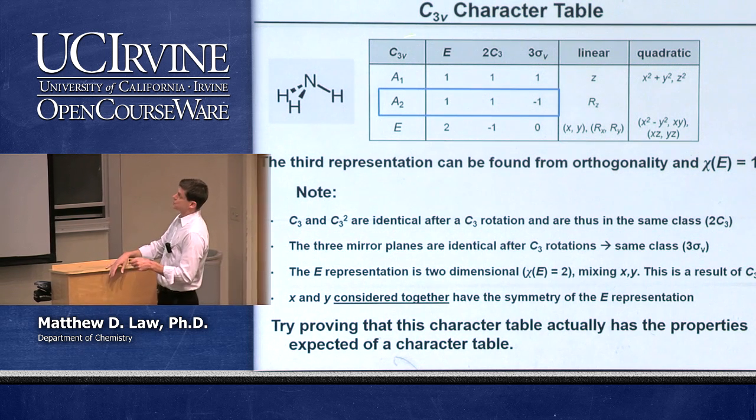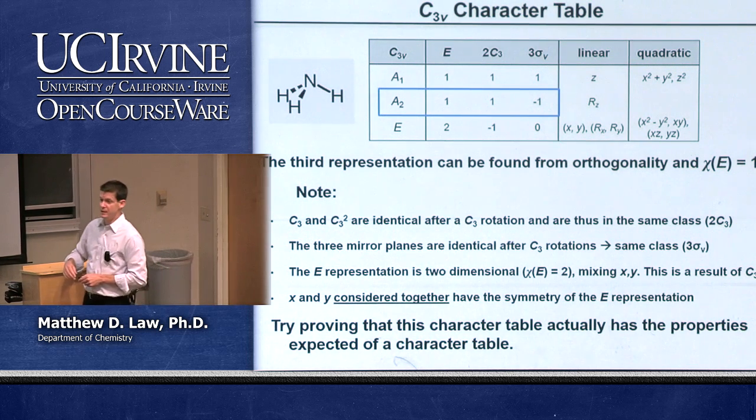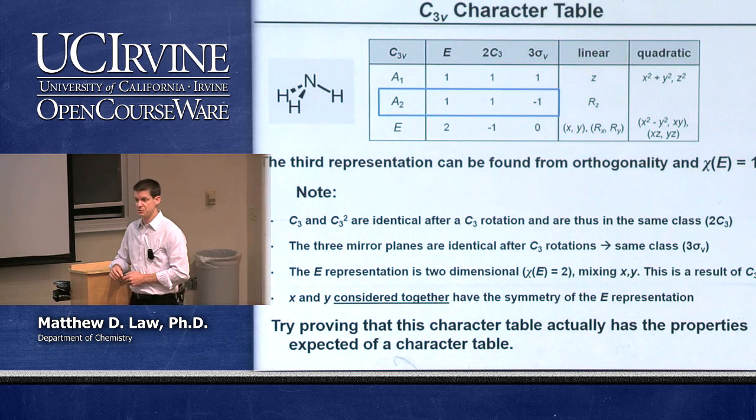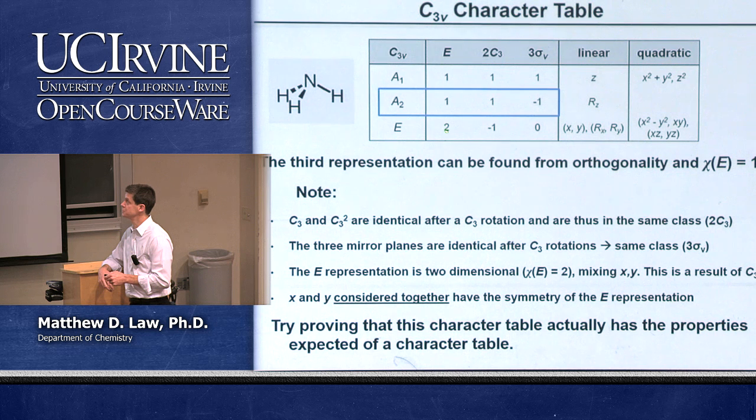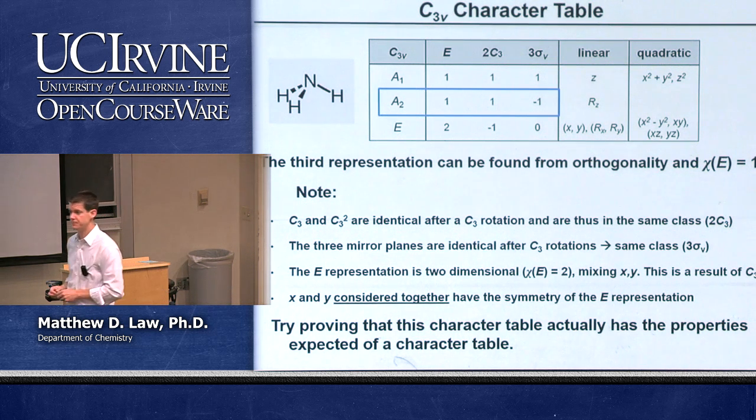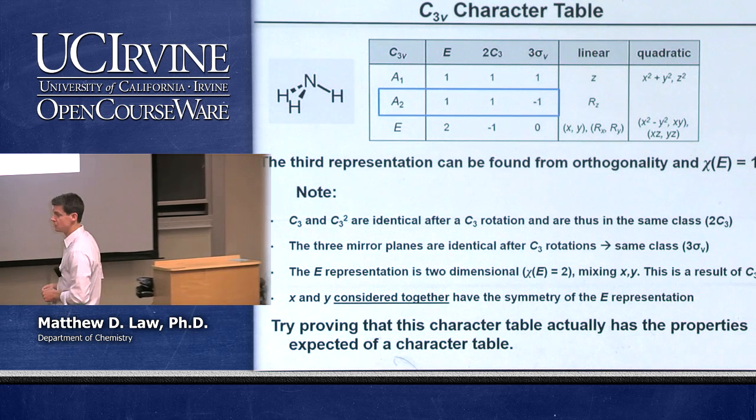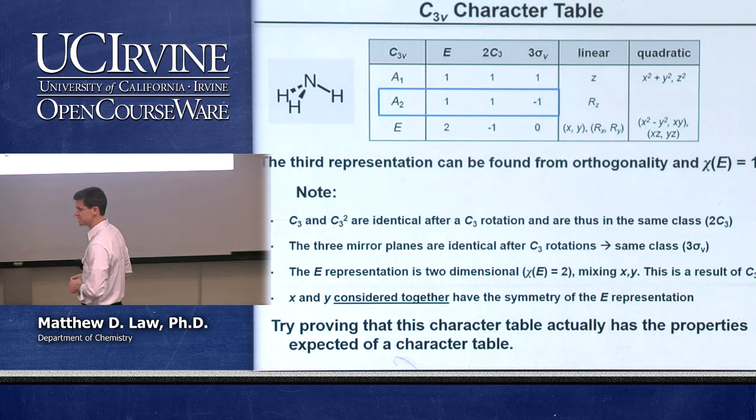And you can just quickly look through this table and make sure that it obeys the rules of the character tables that we've already described. Orthogonality we've already shown, but you can show that the summation rules along the column and along the rows are also met. And they are. They sum to the order of this particular point group, which is 6.